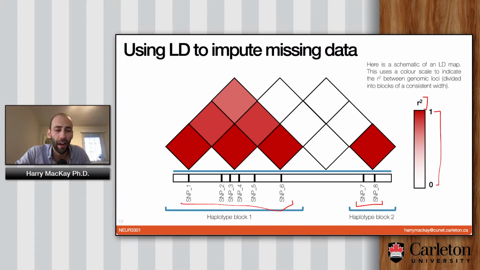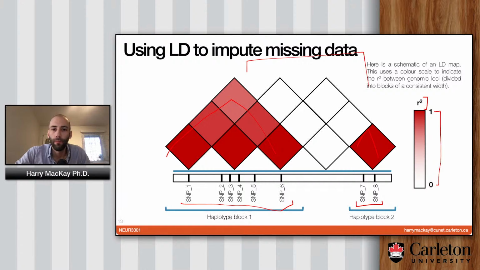So this is exactly the same as the plot I was showing you before. These 6 SNPs are in high LD with one another, and these 2 SNPs are in high LD with one another. But then these 2 blocks are not connected at all. They have no LD with each other. So we've got 8 SNPs altogether here.